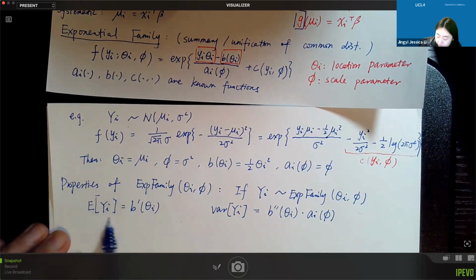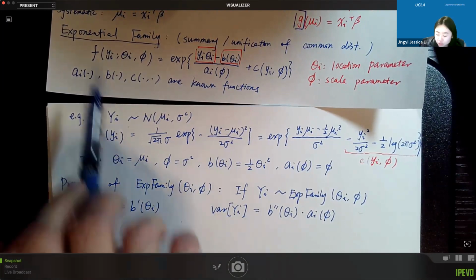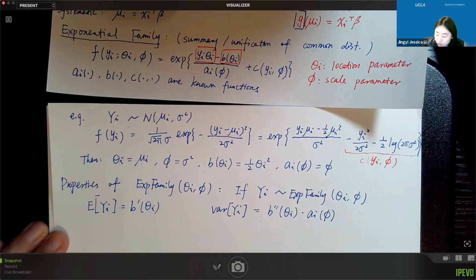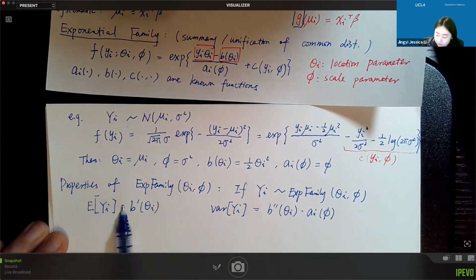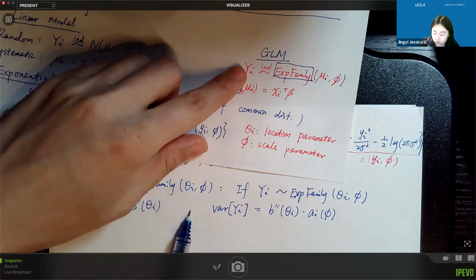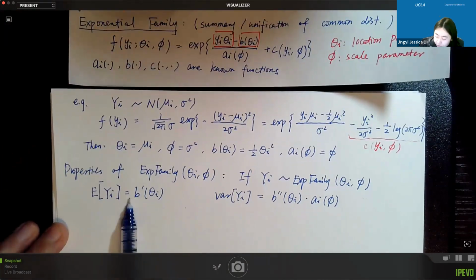If we can prove these two, then we can use these properties immediately, and this can make our discussion for the general GLM theory much easier, because later we're going to need expectation and variance for the random variable in the random structure. We're going to need this for that. Okay, so how do we prove it?